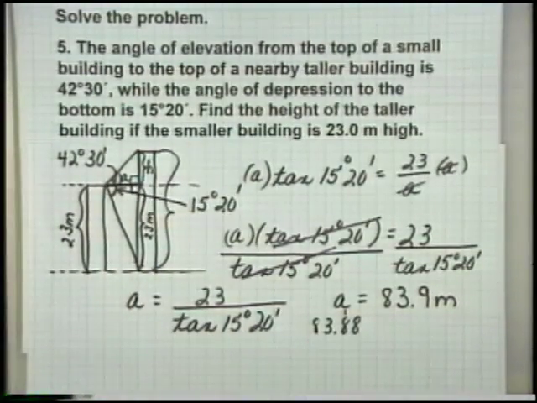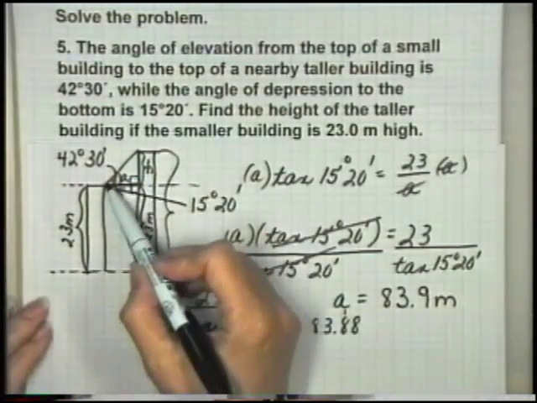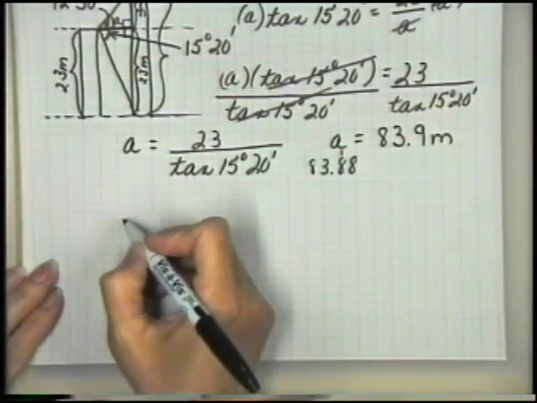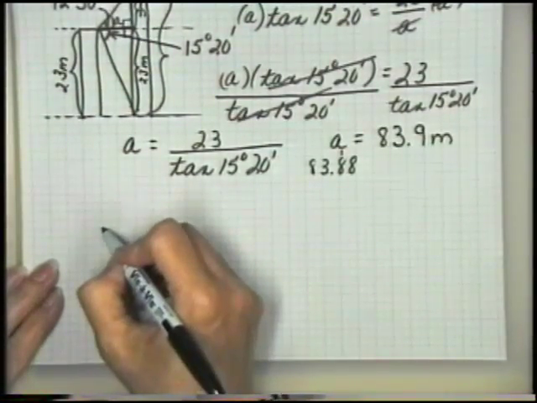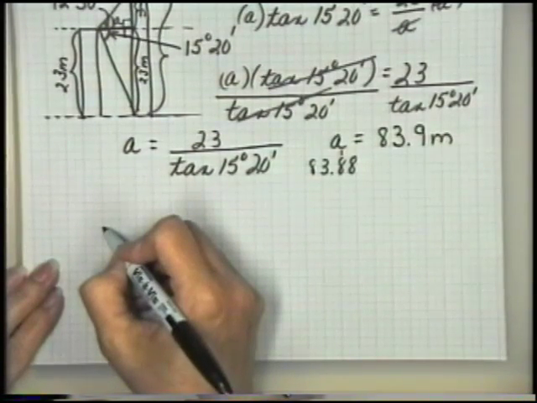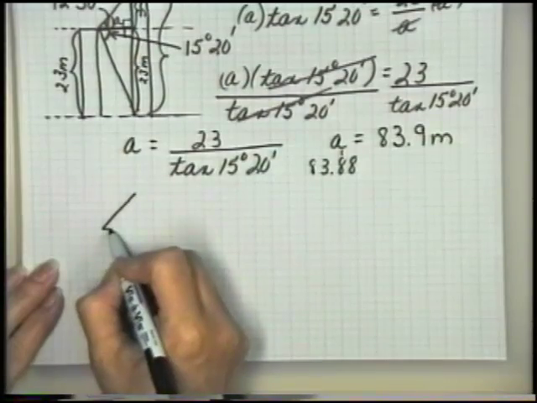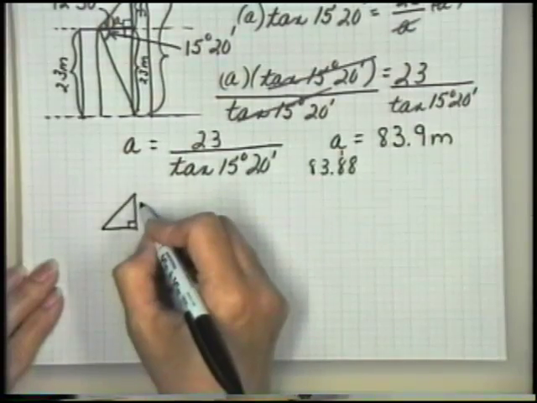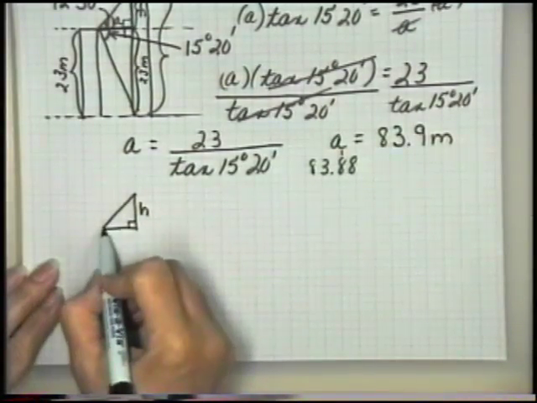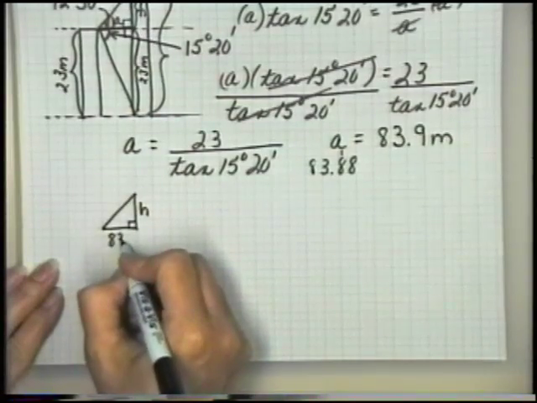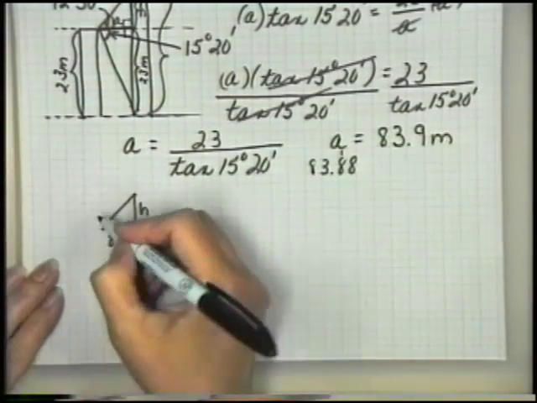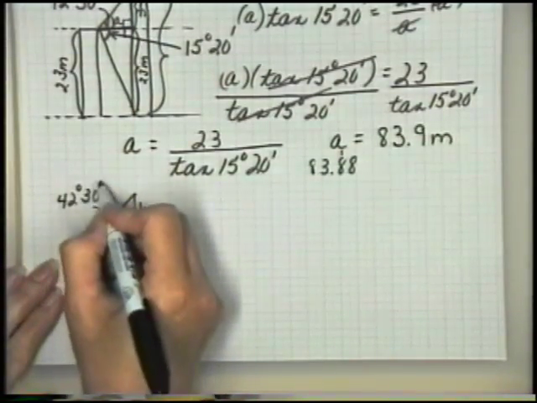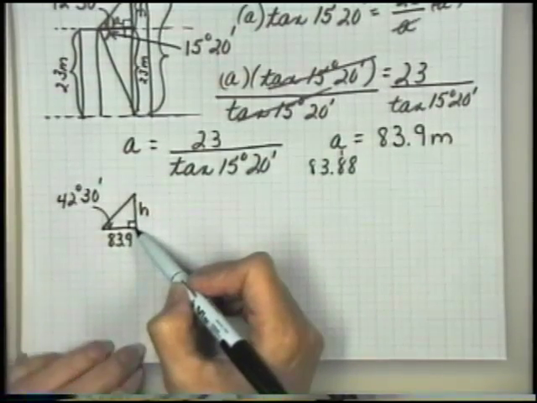So now I know this side right here. Now I'm going to redraw only the top triangle. And let's see, that top triangle looks something like this. And I'm looking for this side, which is H. I have found that this leg is 83.9 meters. And I know that this angle is 42 degrees 30 minutes.